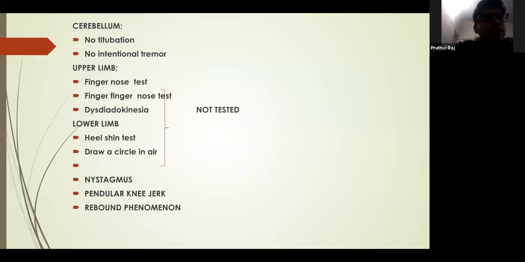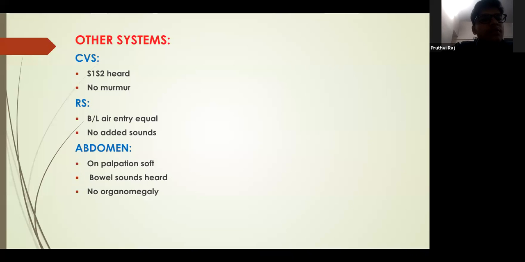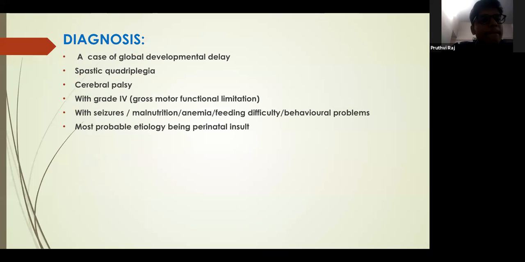Cerebellum, no titubation and no intentional tremor. Upper limb finger nose test, finger test, and dysdiadochokinesia, heel shin test, drawing a circle cannot be tested. Nystagmus, pendular knee jerk, and rebound phenomenon are also not tested, sir. Gait could not be tested. Spine normal, no signs of meningeal irritation, no involuntary movements, no signs of neck stiffness. Other systems, CVS S1 S2 heard, no murmur. Respiratory system, normal vesicular breath sounds heard, no added sounds, bilateral air entry equal. Abdomen, soft on palpation, bowel sounds heard, no organomegaly. Diagnosis, a case of global developmental delay.